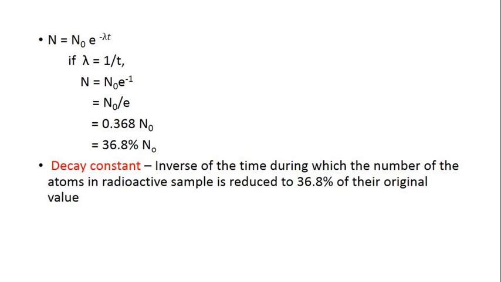So how can we define the decay constant or disintegration constant lambda? It is the inverse of time, that is 1 by t, during which the number of atoms in a radioactive sample is reduced to 36.8% of their original value. So that is the decay constant. Substituting lambda as 1 by t, we got N equal to 36.8% N0. So we can define the decay constant as the inverse of time during which the number of atoms in a radioactive sample is reduced to 36.8% of their original value.